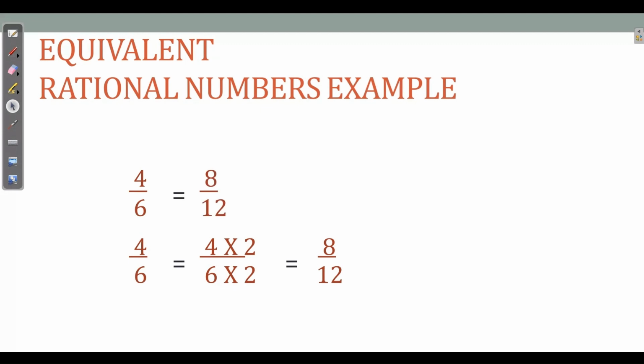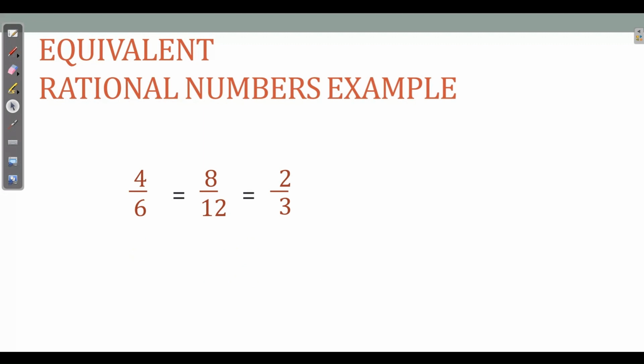Similarly, if we want to do division for both the numerator and denominator, I am again considering the 2 and dividing both numerator and denominator with 2. 4 by 2 is 2 and 6 by 2 is 3. So for 4 by 6, 2 by 3 is also an equivalent number. In this case, I have taken m equal to 2 and I did multiplication and division for numerator and denominator and have written the equivalent rational numbers.